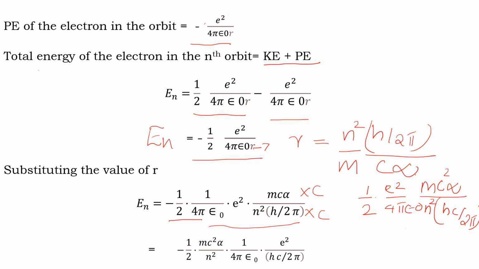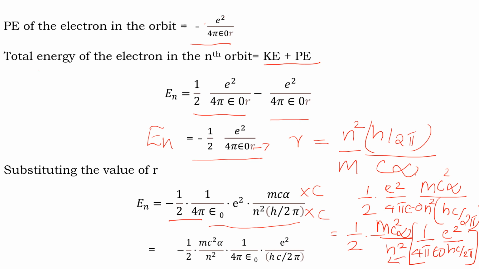Then let us rearrange and write the equation: that is half into 1 by m c square alpha divided by n square, 1 by 4 pi epsilon 0 E square by hc divided by 2 pi is considered. Now look at this term, 1 by 4 pi epsilon 0 E square by hc divided by 2 pi. This is what is called alpha, the fine structure constant. That is, consider this term inside the bracket, this term will be alpha.